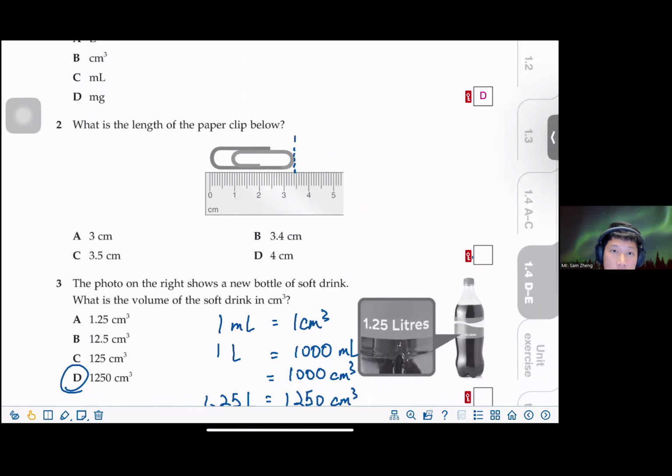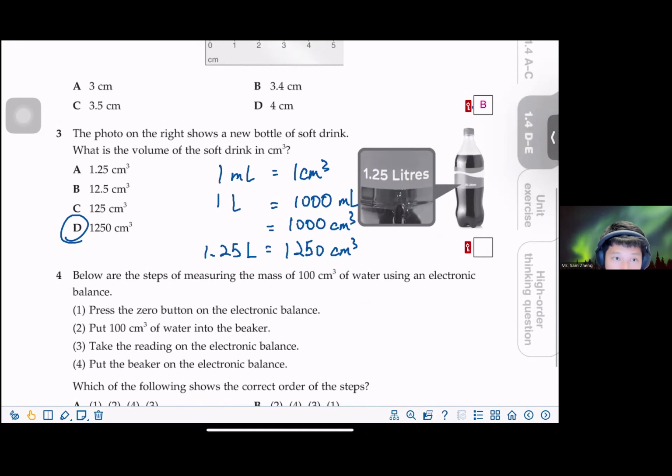Next, what is the length of the paper clip below? Definitely it would be 3.4 according to the pictures shown here. Sometimes we will use a ruler and place it at the edge of the paper clip. In this case, we can obtain an accurate number and find the correct answer. For the next one, we have already gone through it, so I won't talk about it.